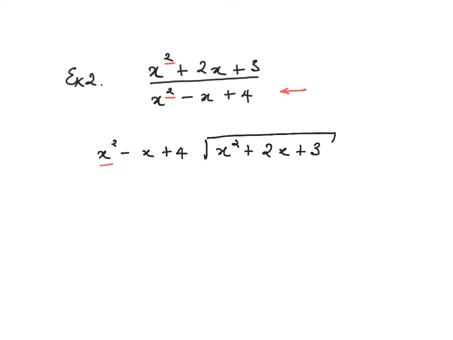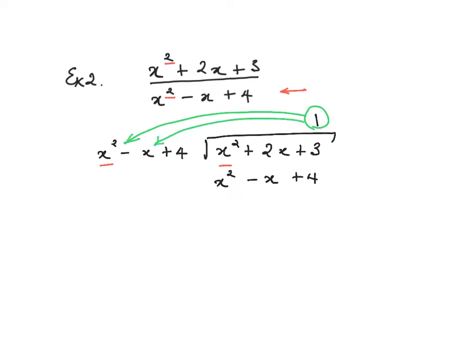What do I multiply this x squared by to get this x squared? I multiply by 1. I'll put the 1 in this position. That's where the constant term is. So 1 times x squared is x squared. 1 times minus x is minus x. And 1 times 4 is 4.